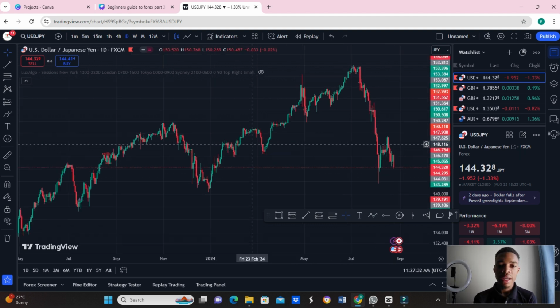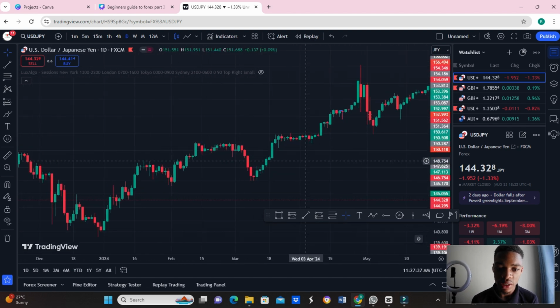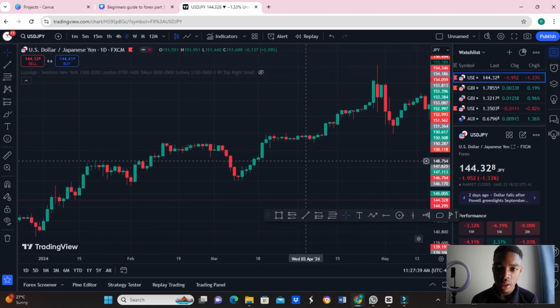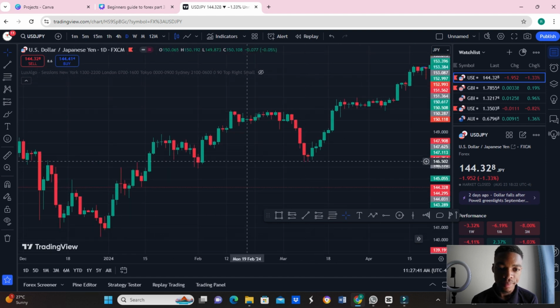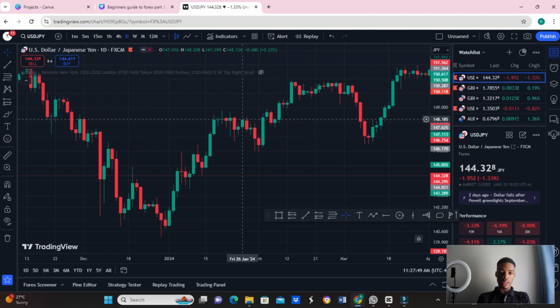Now we're going to identify our candlesticks. Alright, so we're just going to zoom in at a random moment on the chart. It doesn't matter where. Now what we can see is various candlesticks coming together to form market structure. So we are going to show you what a candlestick is right here.